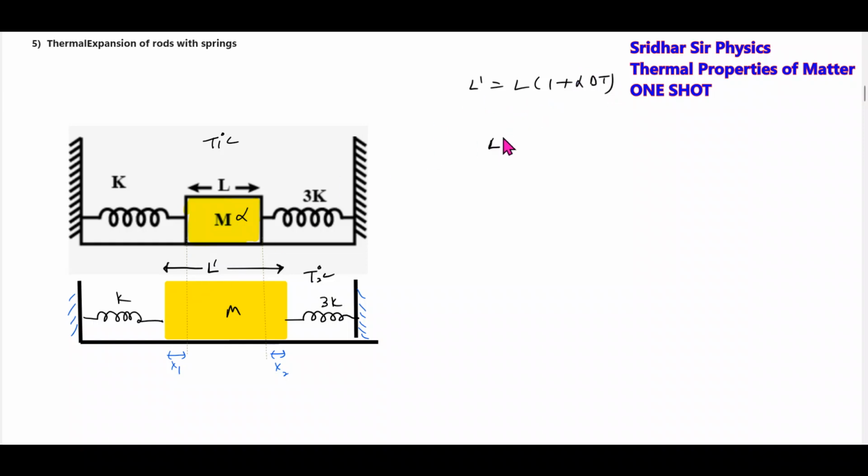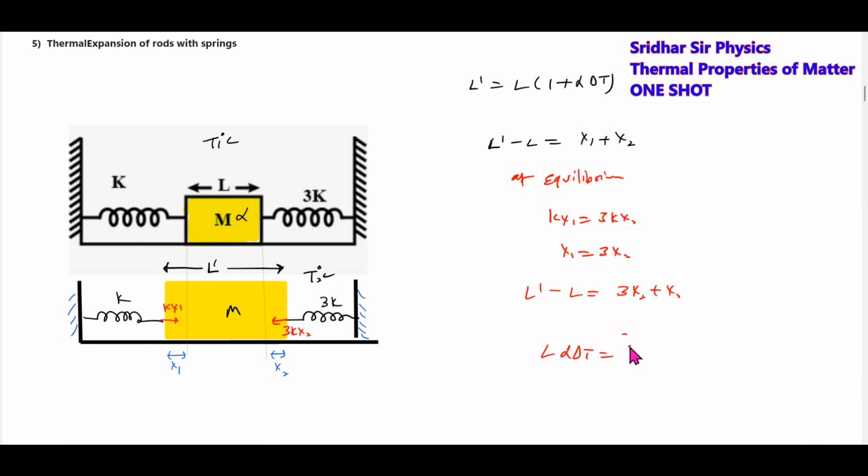How much has the rod increased? L dash minus L should be equal to x1 plus x2. Why x1 plus x2? Because x1 plus x2 is the elongation of the rod. Then this is in equilibrium. The springs are compressed, so spring forces will be acting. Here the spring force is 3kx2, and here it is kx1. At equilibrium, kx1 equals 3kx2, or x1 equal to 3x2. Substituting this, L dash minus L, which is L alpha delta t, equals 4x2. We can calculate the compression in both springs. And x1 will be equal to 3L alpha delta t by 4.